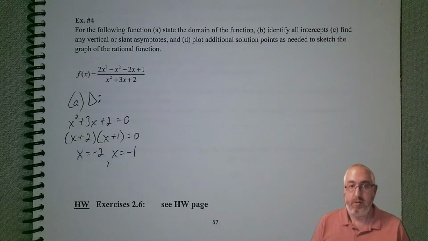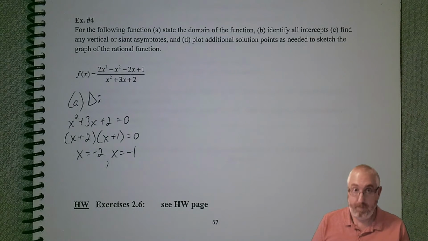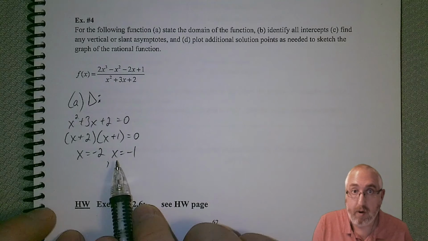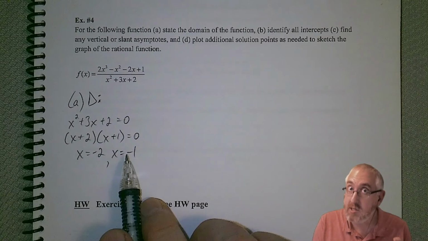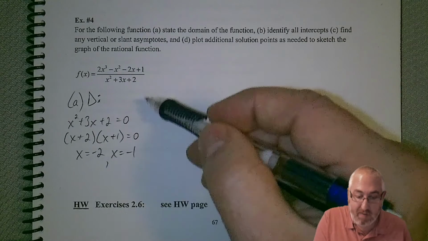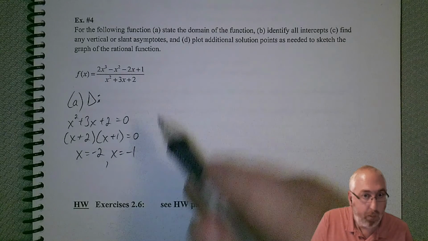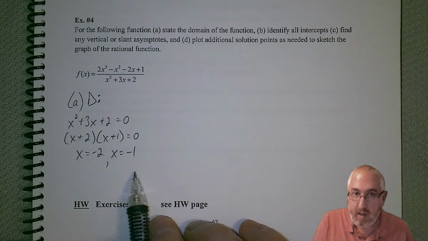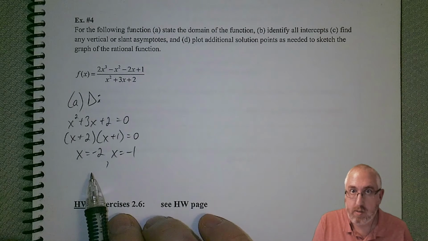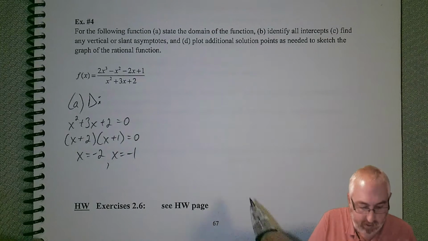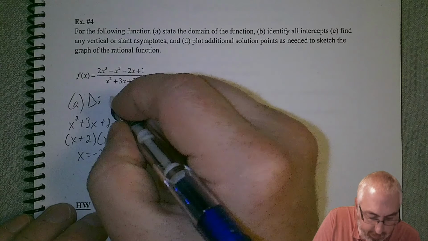So we get our 2 zeros for the bottom. But remember, those are going to be where vertical asymptotes could possibly lie. And again, because we haven't checked to see if there's any common factors yet, we can't say that these are vertical asymptotes. We'll see that in a second.